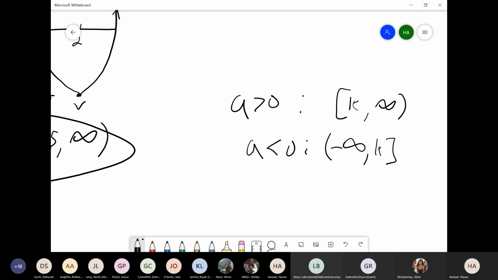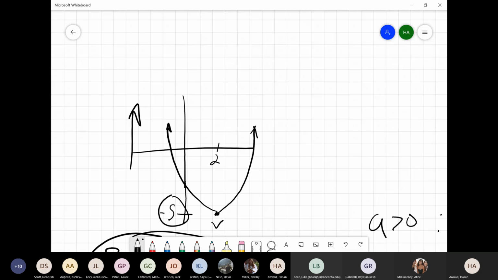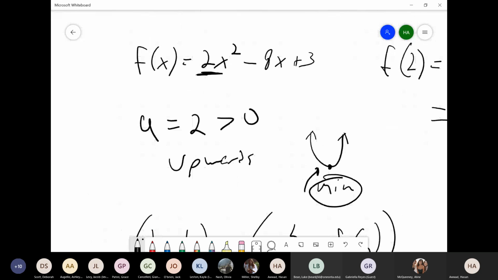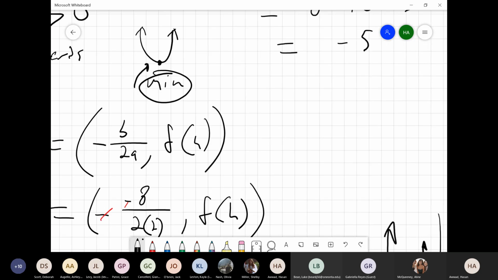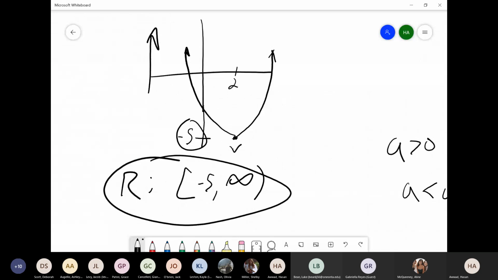So in this case, we know that the parabola is opening upwards. A is greater than 0. Again, just hearkening back here, a is this 2. It's your coefficient of x squared. So as a result, our range starts from -5 and goes on forever. So we're including -5 through infinity.